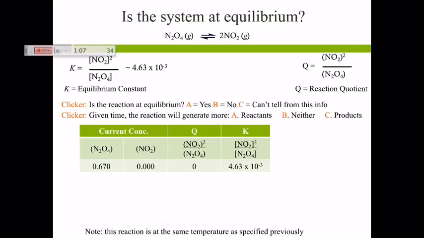Okay, so we can compare Q to K numerically and say that Q is going to get to K, which means that the numerator has to get bigger. Did anyone do this a different way? I said that it would generate more products because the products started at zero, and since we already know the reaction is actually happening, we have to have more products.